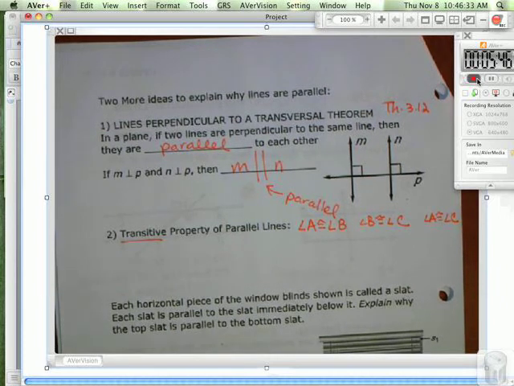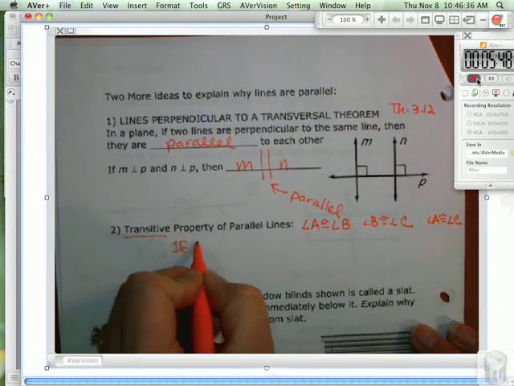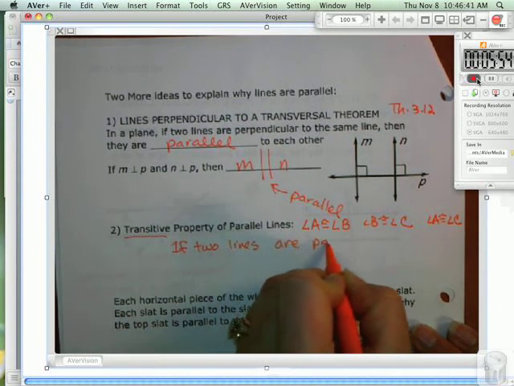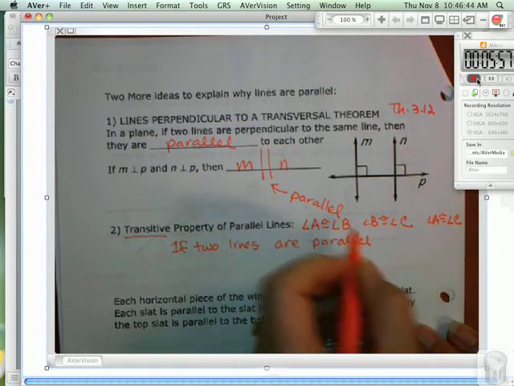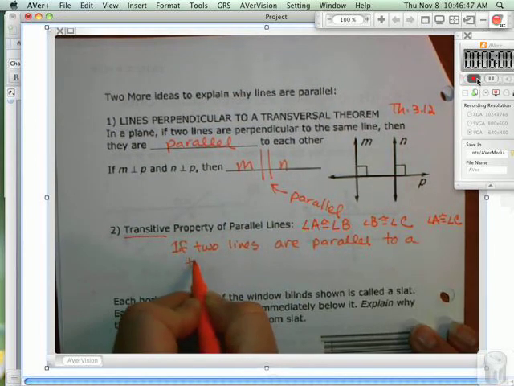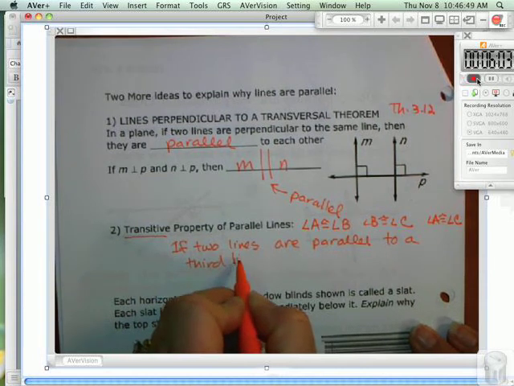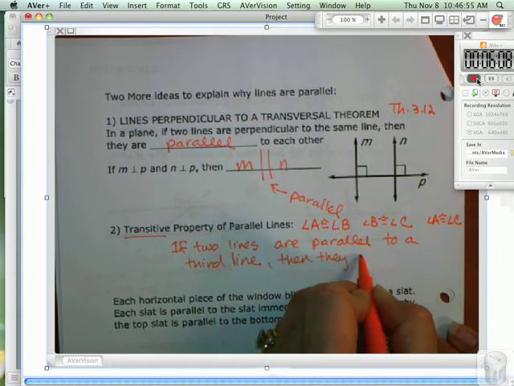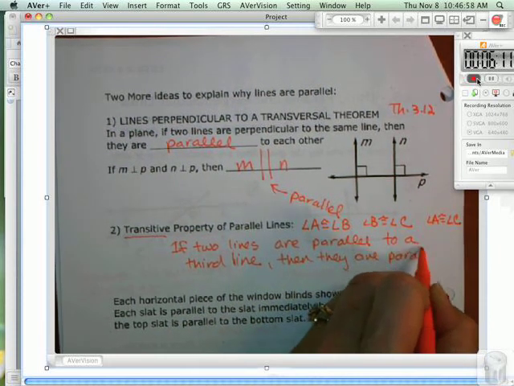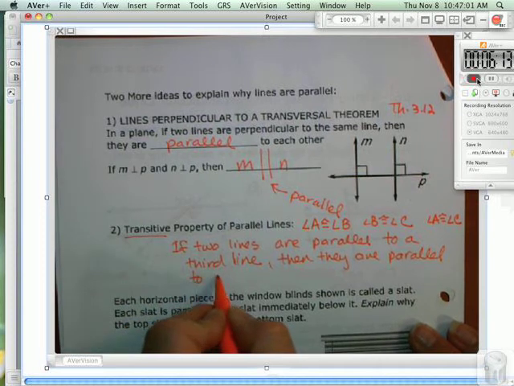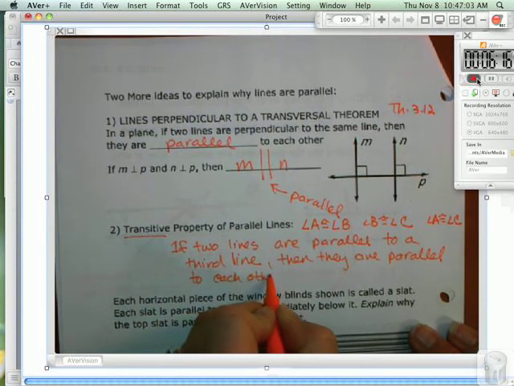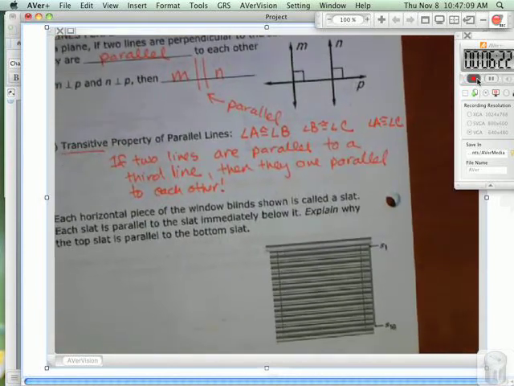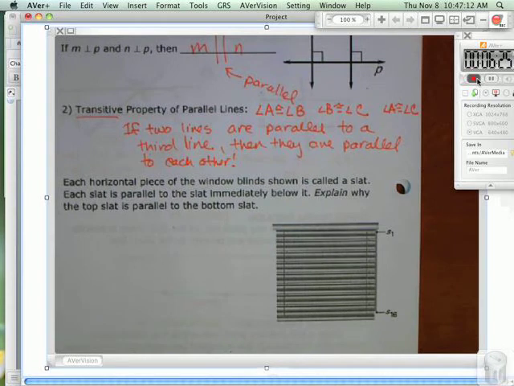Okay, if two lines are parallel to a third line, then they are parallel to each other. So for example, I'll wait till you write that. If two lines are parallel to a third line, then they are parallel to each other.